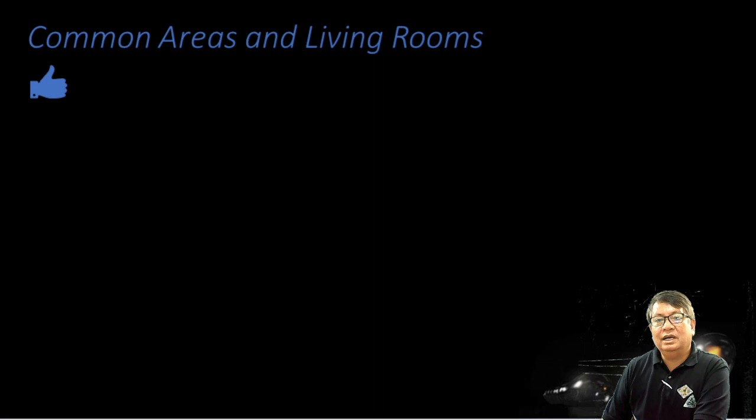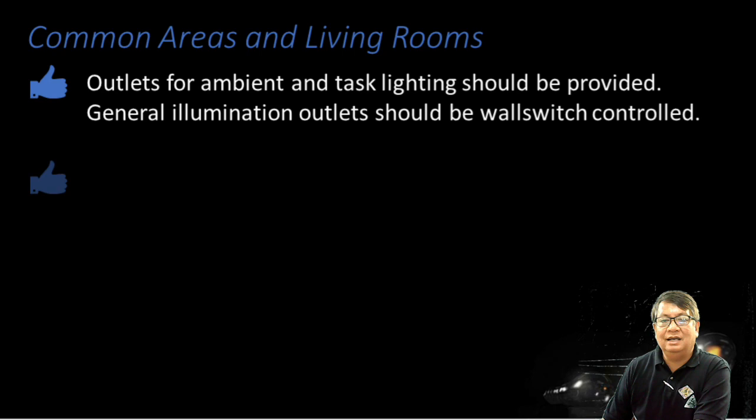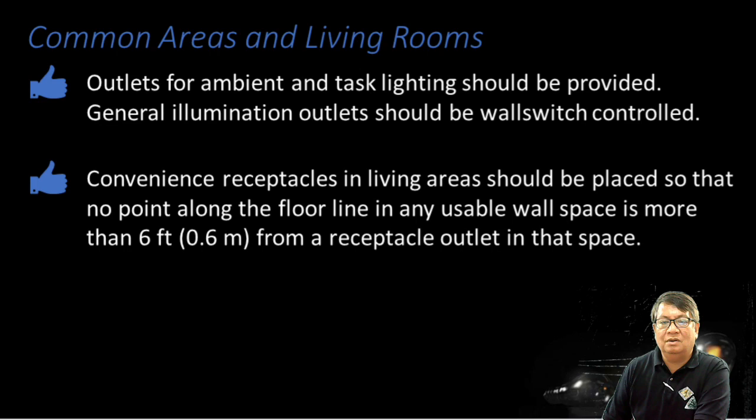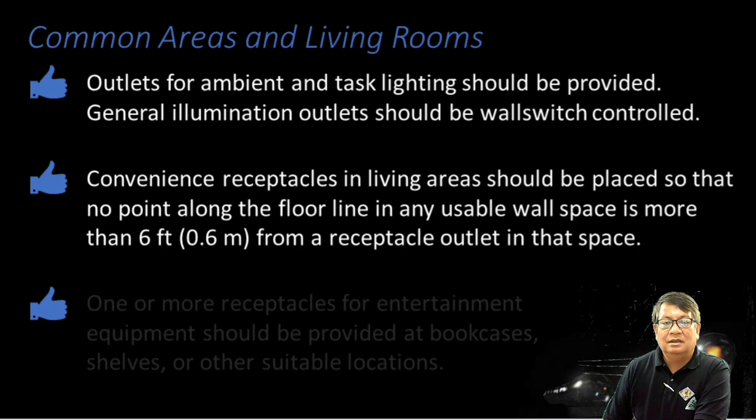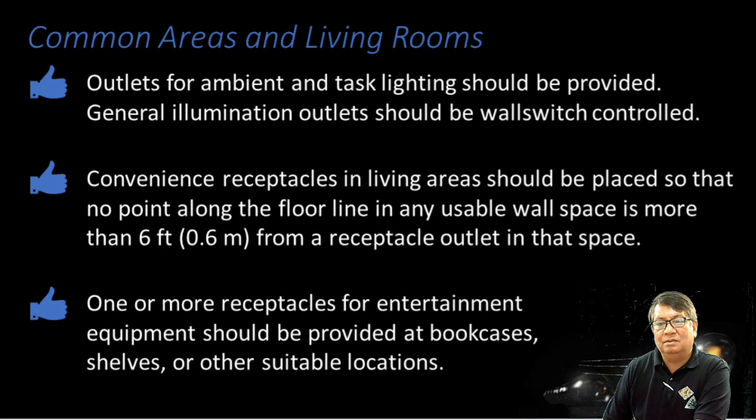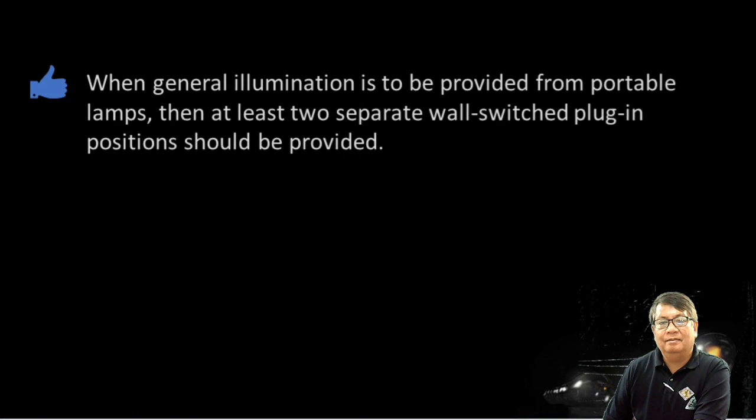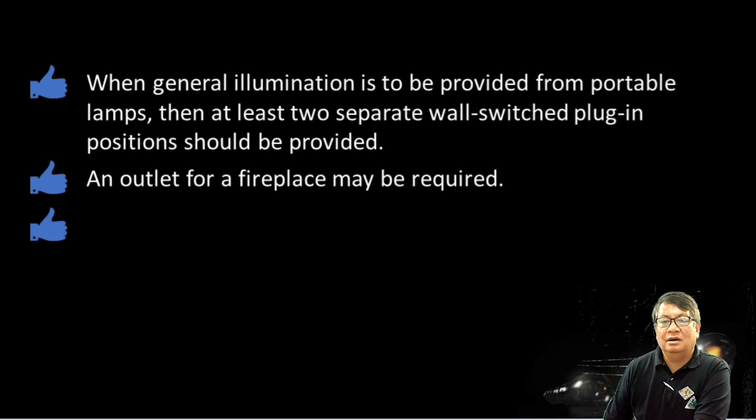Common areas and living rooms, outlets for ambient and task lighting should be provided. Okay, convenience receptacles in living areas should be placed so that no point along the floor line in any usable wall is spaced more than 6 feet. Okay, one or more receptacles for entertainment equipment should be provided at bookcases, shelves, and other suitable locations. Okay. When general illumination is to be provided from portable lamps, then at least two separate wall switches plug-in positions should be provided.